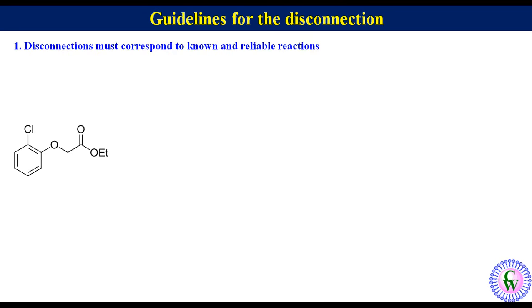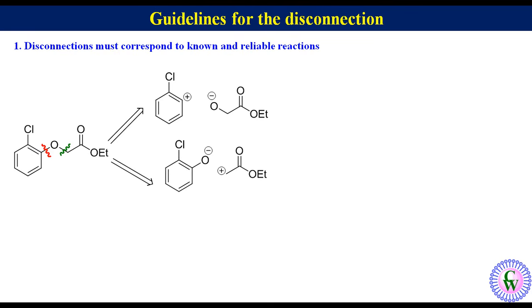Let's discuss those points. Point number 1. Disconnection must correspond to known and reliable reactions. Suppose we have to do the disconnection of this molecule to find the synthons. There are two ether bonds, O-aryl and O-alkyl. If we break the O-aryl bond, we will get an arenium ion and alkoxide ion. If we break the O-alkyl bond, we will get phenoxide ion and carbocation.